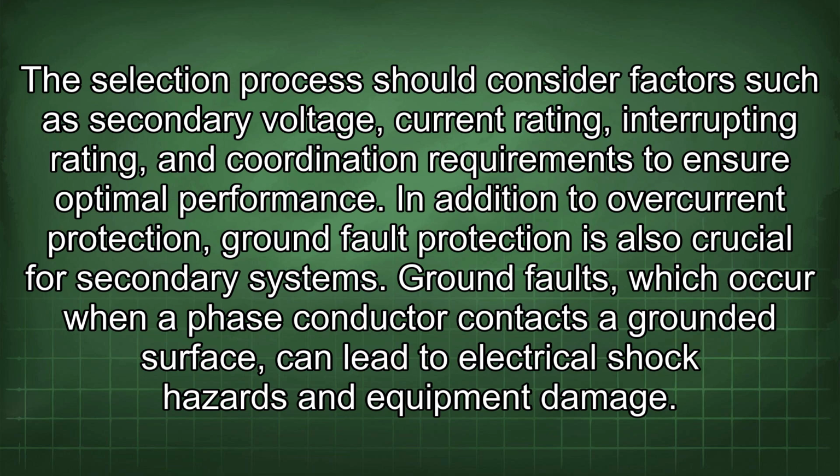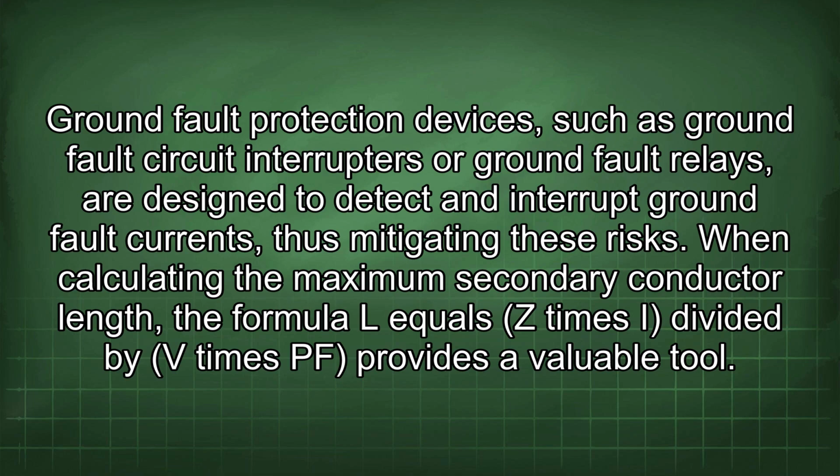In addition to overcurrent protection, ground fault protection is also crucial for secondary systems. Ground faults, which occur when a phase conductor contacts a grounded surface, can lead to electrical shock hazards and equipment damage. Ground fault protection devices, such as ground fault circuit interrupters or ground fault relays, are designed to detect and interrupt ground fault currents, thus mitigating these risks.